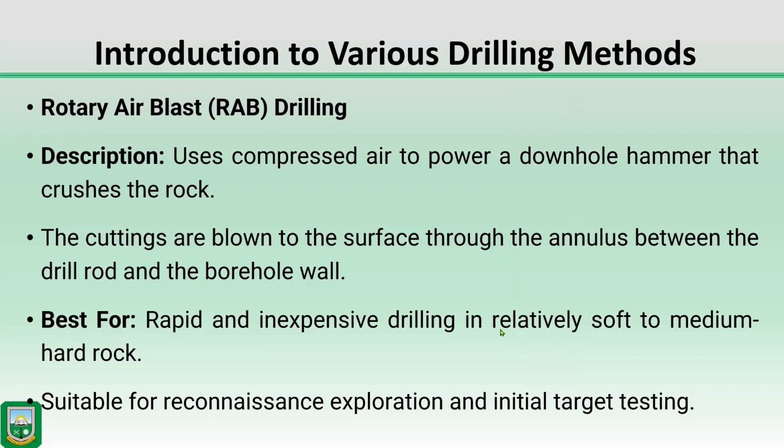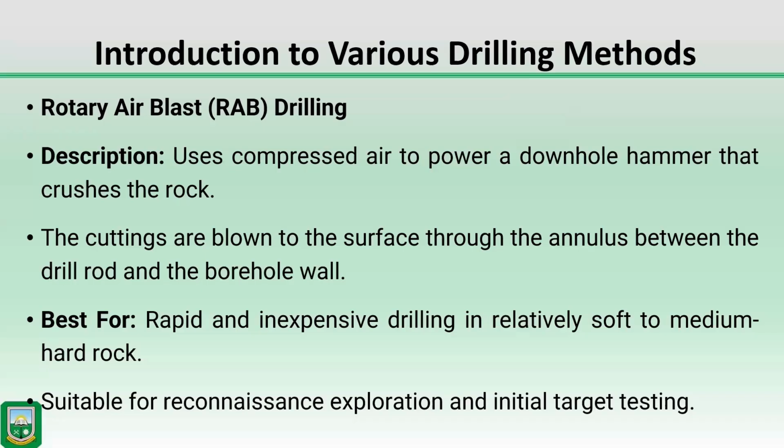Now the air blast drilling, that is the RAB drilling, is best for rapid and inexpensive drilling in relatively soft to medium hard rock. Okay, so when we are dealing with a formation that is soft, we can use the air blast drilling. And if the formation is medium hard, then we can also use the air blast drilling. So this air blast drilling is designed for soft rock materials and also medium rock materials.